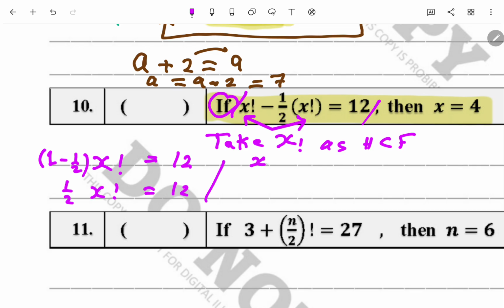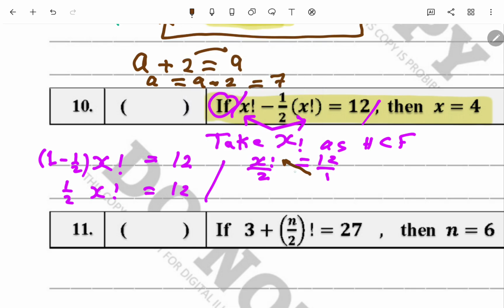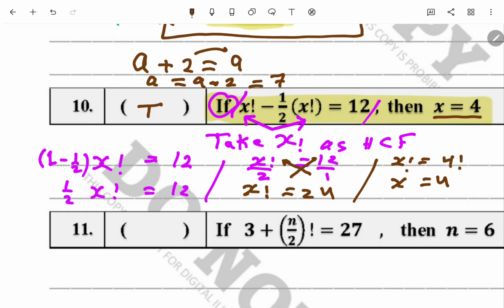You can also make it as x factorial over 2 equals 12 over 1. Do a cross multiplication if you would like to, and that will give you x factorial equals 24. Think about which factorial will give you 24. You can find it is 4. Cancel them, and you get x equals 4, and this is what he said. So it is true.